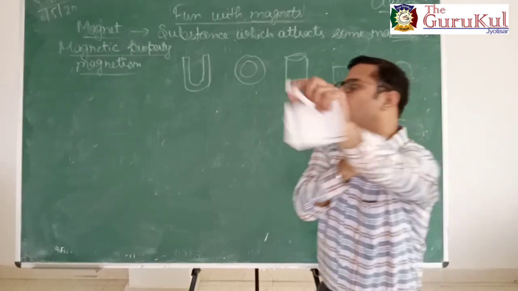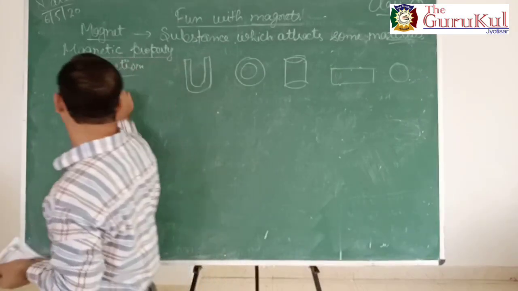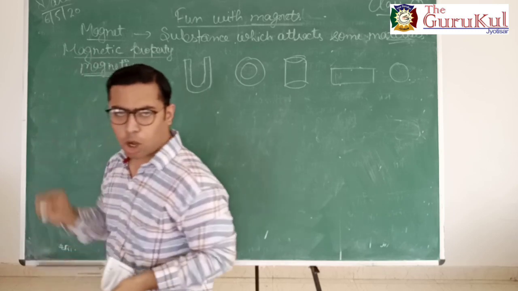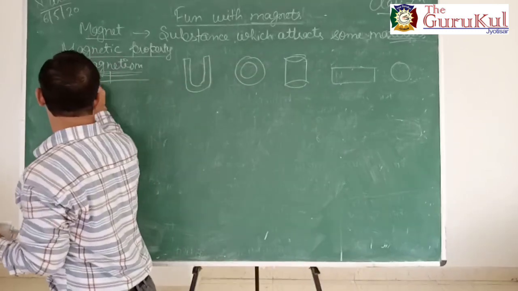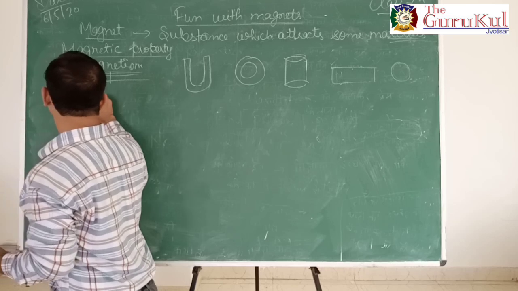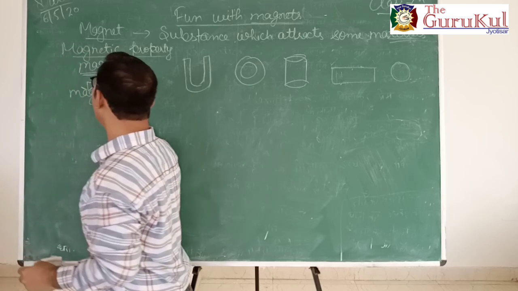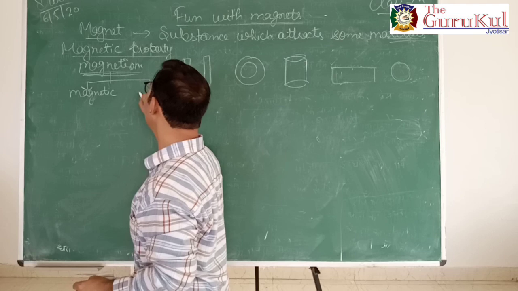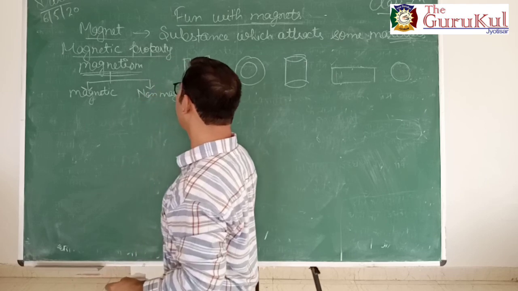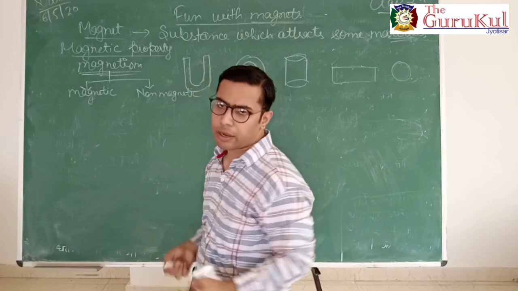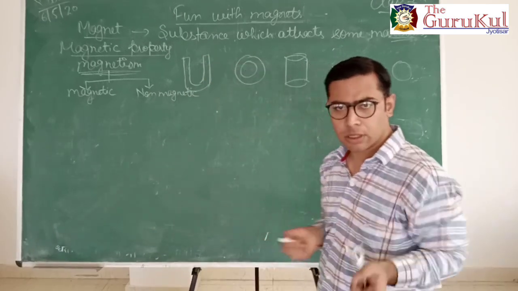On the basis of magnetism, objects are divided into two types: magnetic objects and non-magnetic objects. Magnetic and non-magnetic. Easy? Okay.